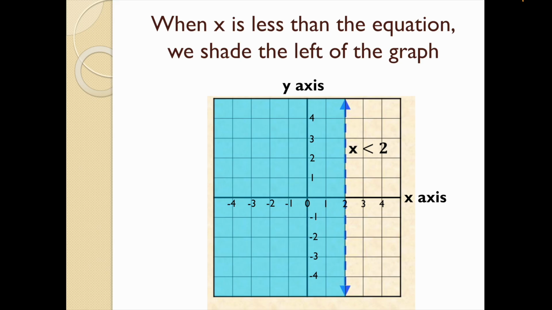Alright, so when x is less than the equation, we shade the left of the graph. As you can see here, x is less than 2. Now notice how we have this in a broken line. Unlike the other one before, which was a solid line, this one uses a dotted line because it does not have the equal part underneath it. So numbers that are less than 2 will be numbers like 1, 0, -1, -2, -3, -4, and so forth, which is why this region here is shaded blue to represent the section that is less than 2. Alright, so take this down.